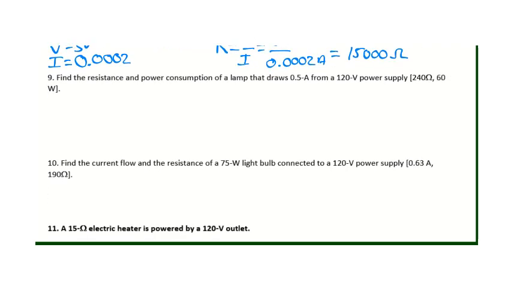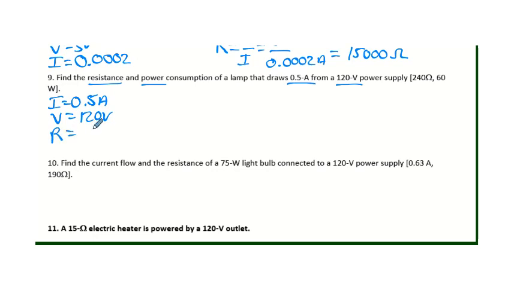Why don't you go ahead and read number 9 and try and identify the givens. Pause the video, and you can restart the video once you have found them. So, number 9, hopefully you recognize, is a 2-part problem. You have resistance and power. The givens are current and voltage. So let's start with the givens. Current is 0.5 amps. Our voltage is 120 volts. And we'll start in the beginning.